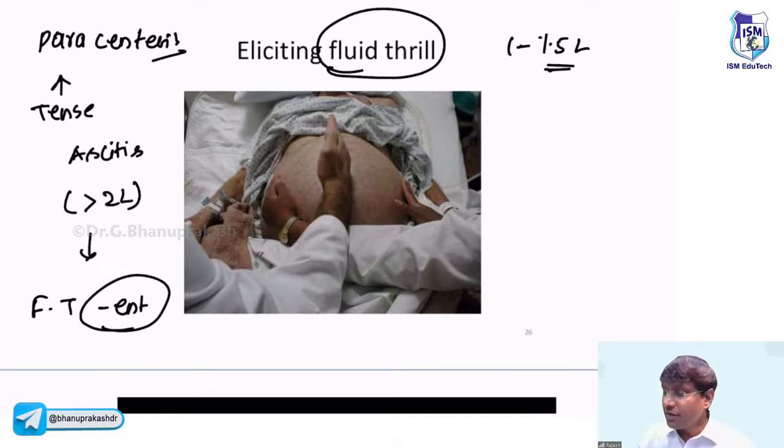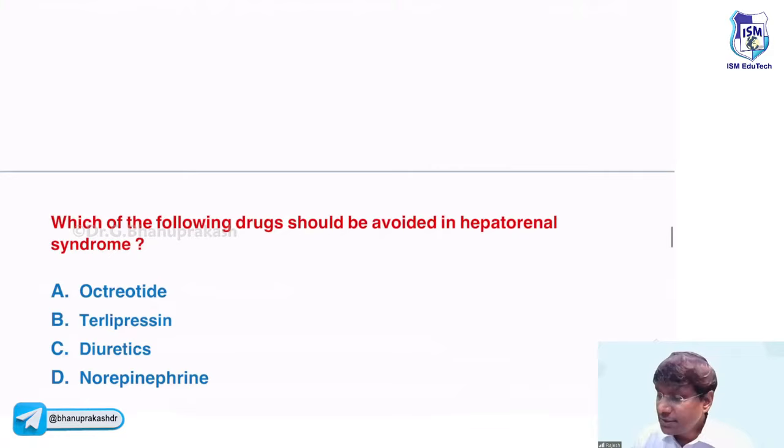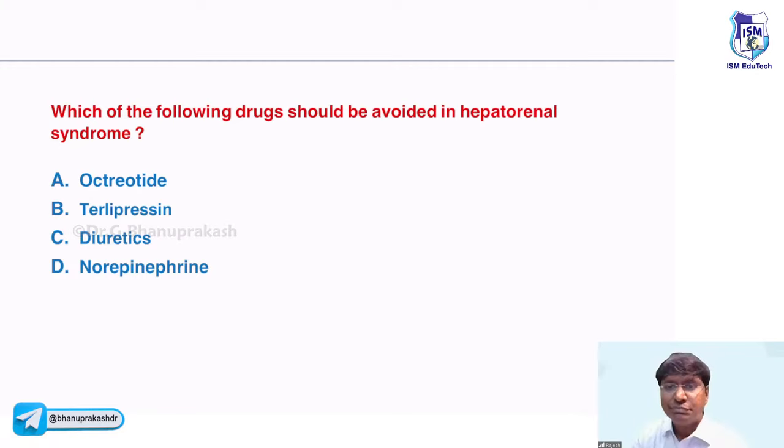And one more important complication of cirrhosis of liver is hepatorenal syndrome, right? Please answer this. Which of the following drugs should be avoided in patients with hepatorenal syndrome?